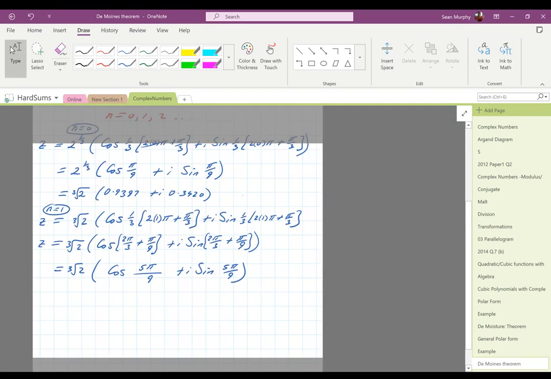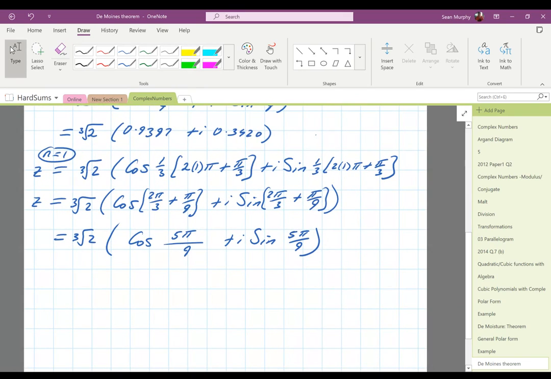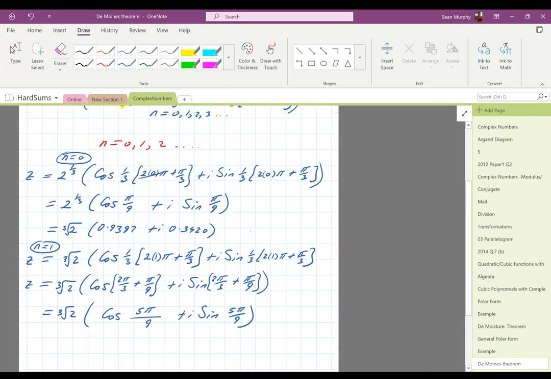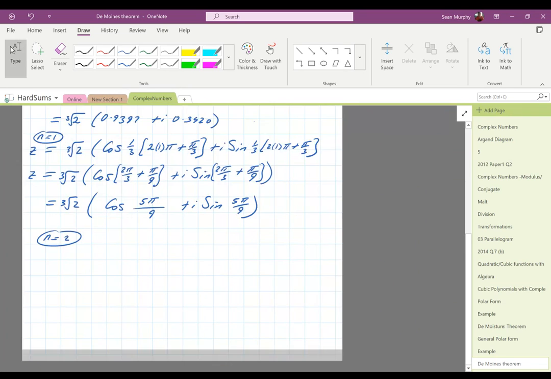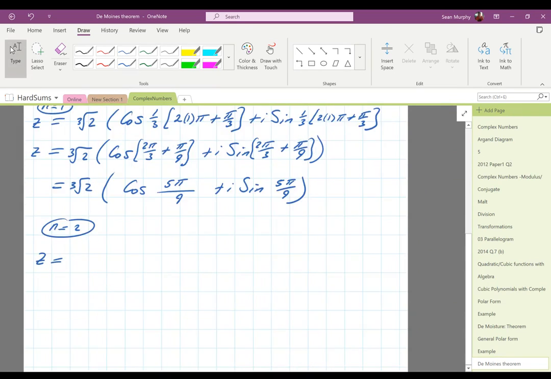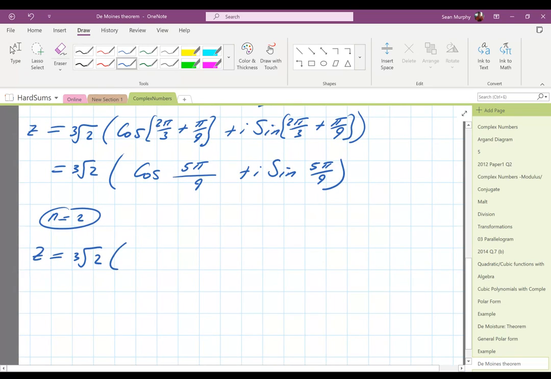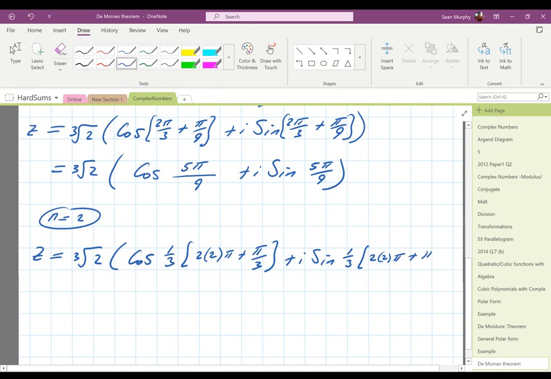And again, you can work that out in the calculator at this stage, or you can often leave it like that, depending on what they're asking in the exam. So that's n equals 1. And we've one more to do, then, n equals 2. And it's the same procedure again. n equals 2. z is equal to the cube root of 2 times the cos of a third into 2n pi, but n is, of course, 2 this time, plus pi over 3, plus i sine a third into 2 by 2 pi plus pi over 3.